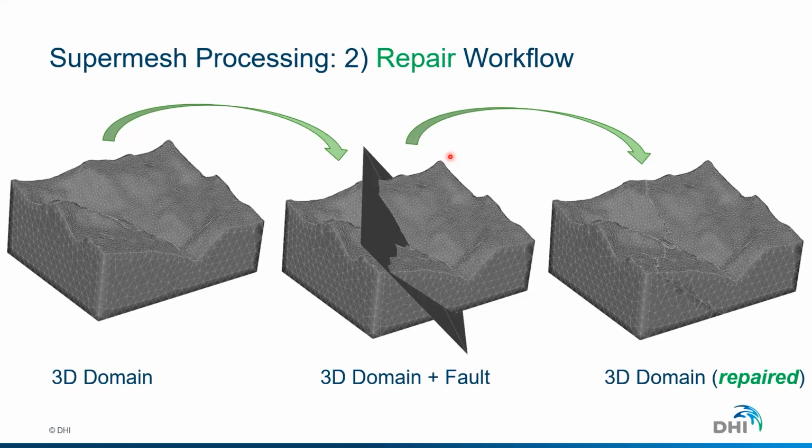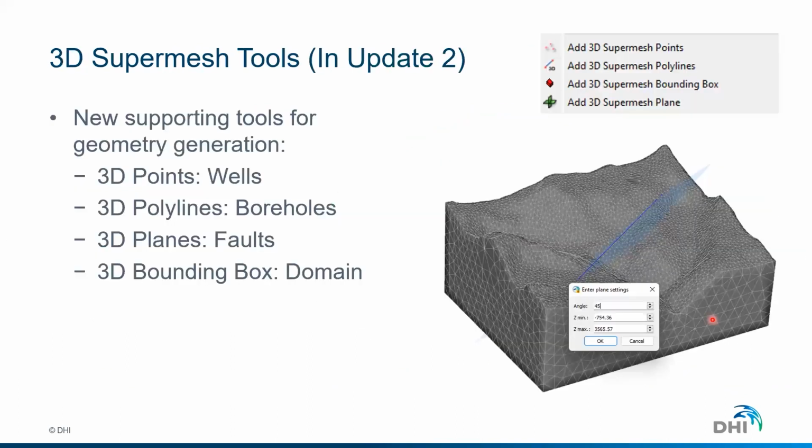The other workflow that we have is the repair workflow. This repair workflow is demonstrated here. We have a 3D domain, we have a fault. The fault is not fitting the domain. So we call the repair workflow, and the repair workflow basically throws away everything that is outside and ensures that the fault is fitting perfectly with the topographical surface, but also with the other outer faces of the domain. In combination with these two workflows, you can do a number of things.